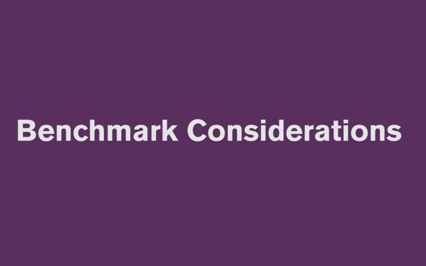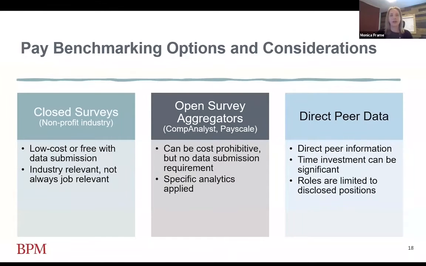What kind of benchmarking options do you have as an organization, and what are the pros and cons of each one of those? Some things that we have come across when looking at nonprofit organizations and trying to find benchmark market data for the jobs in your organization: there are some hybrid options, but by and large, it comes down to closed surveys, open surveys, and then direct peer data. So I want to talk a little bit about each one of these.